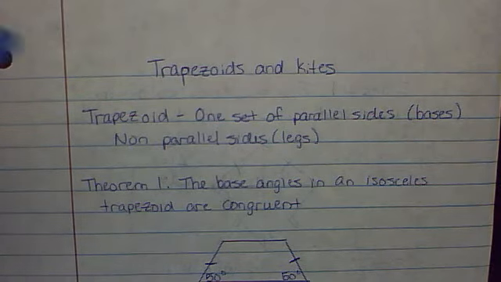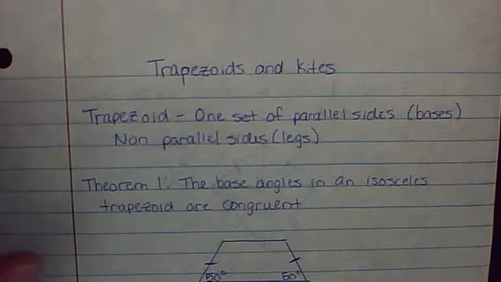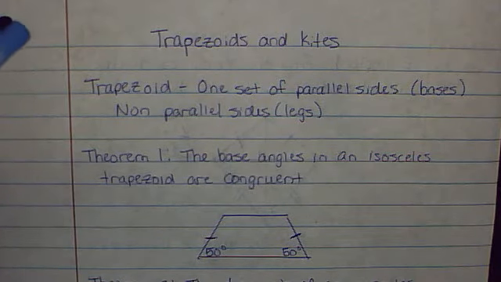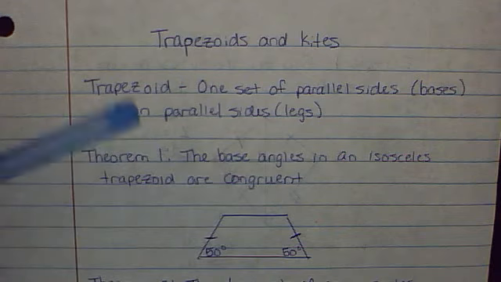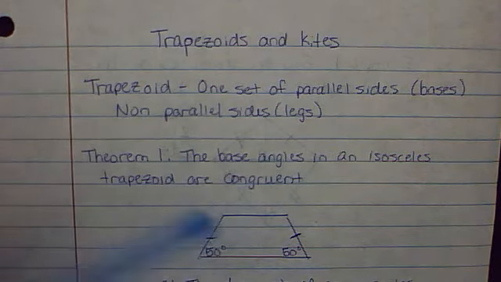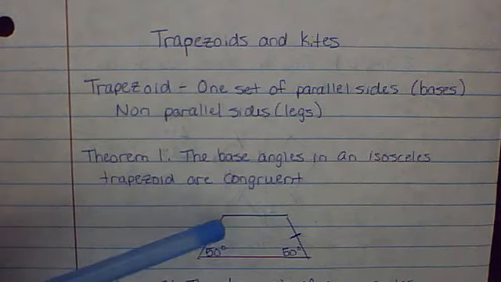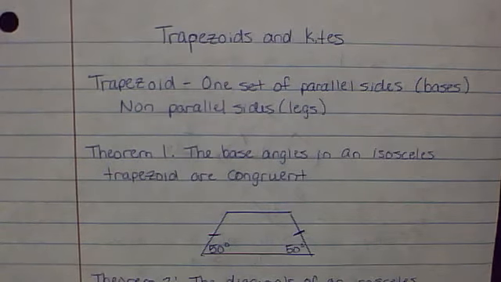The next quadrilaterals that we're going to focus on are trapezoids and kites. We learned that a trapezoid has one set of parallel sides, and we're going to call that set of parallel sides the bases. And then they have a set of non-parallel sides, which we're going to call the legs. Now in an isosceles trapezoid, we have these legs that are equal, and also the first theorem is going to state that the base angles in this isosceles trapezoid are going to be congruent.